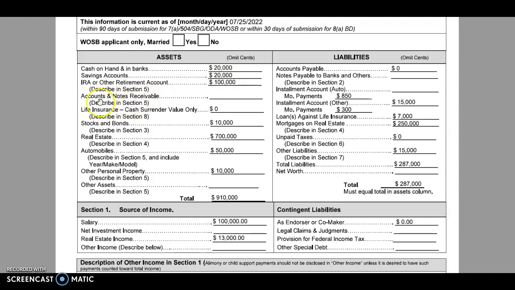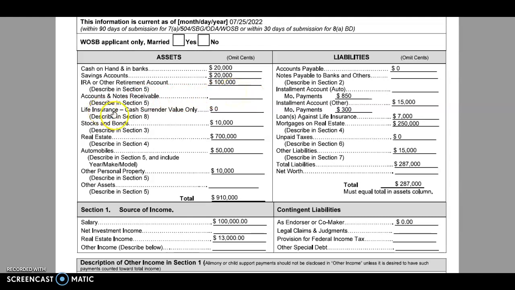Also in section number 5 is accounts and notes receivable. Now, immediately when people think of accounts receivable, they think of their business accounts receivable. But remember, like I said, this is a personal financial statement. So it's important that it is, what do people owe you? So did you maybe sell a piece of real estate to a family member and they owe you money? Then that would be considered a note receivable, and you'd put that in here. Most of the time, people don't have that and they leave it blank.